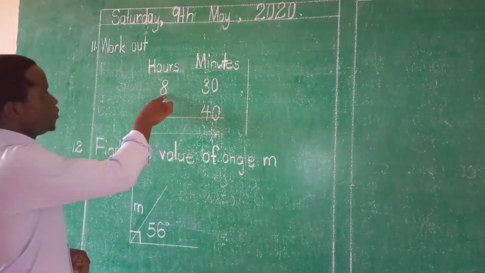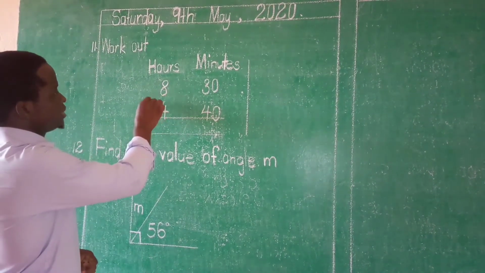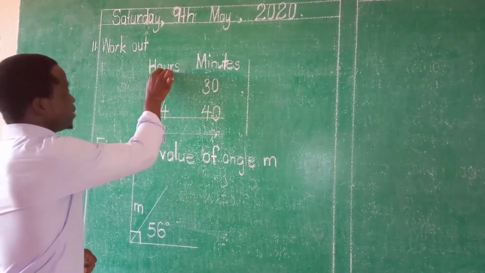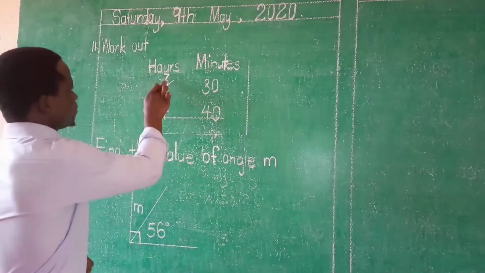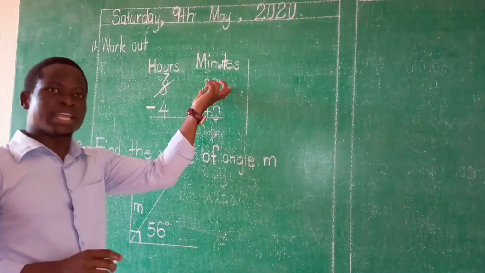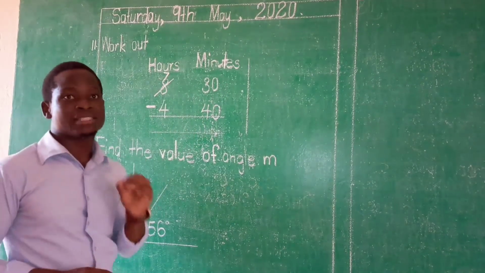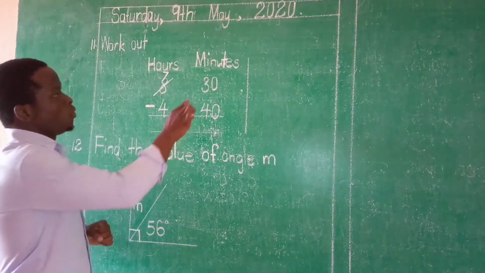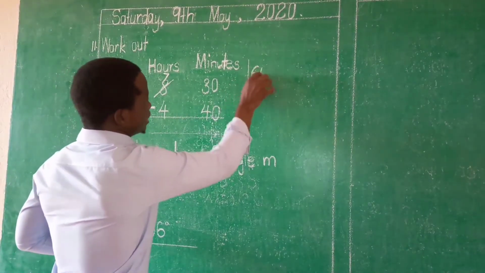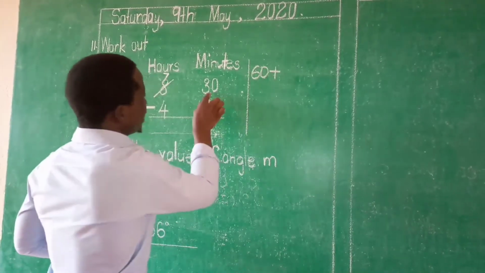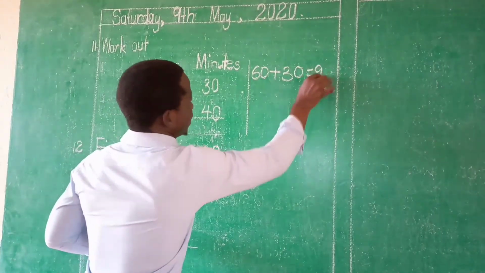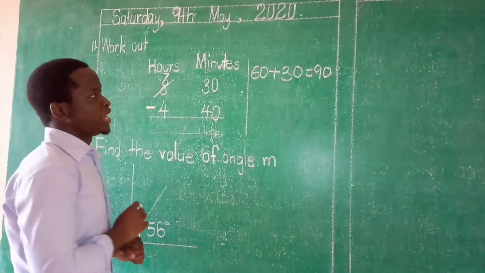We regroup 1 hour from this, from 8. We remove 1 hour from here and we remain with 7 hours. We now bring that 1 hour to the side of minutes. And I say 1 hour has 60 minutes. We now get the 1 hour I have removed from here. Those are 60 minutes plus the 30 minutes that we already have here. What do we get? We get 90 minutes.